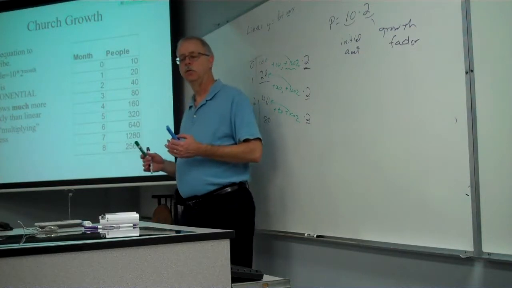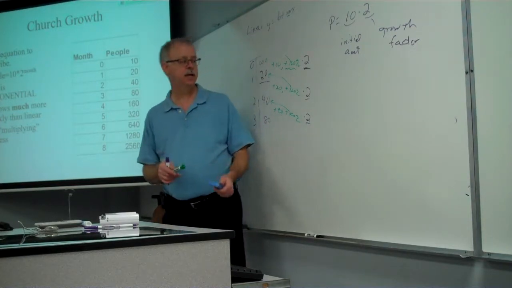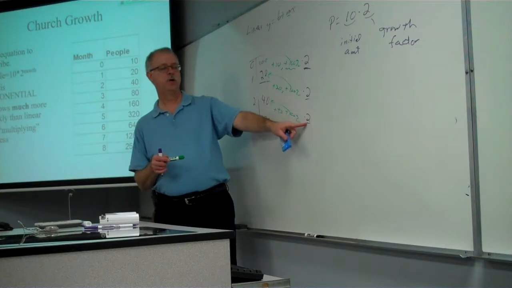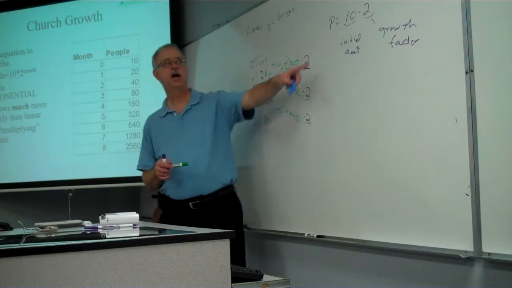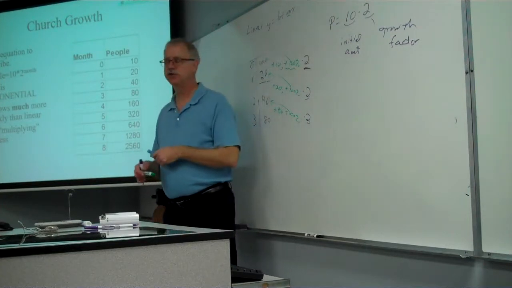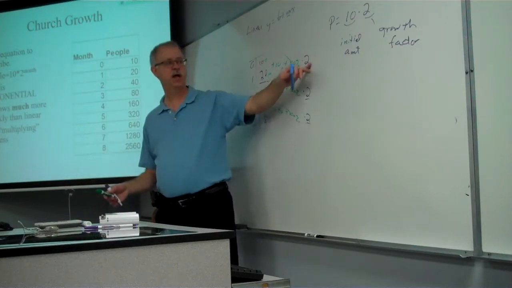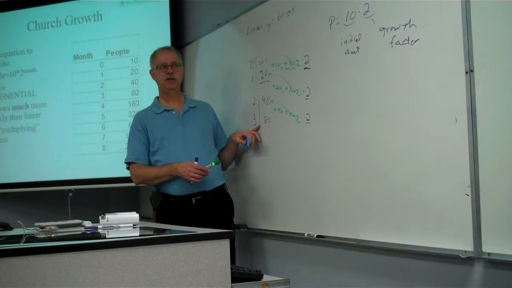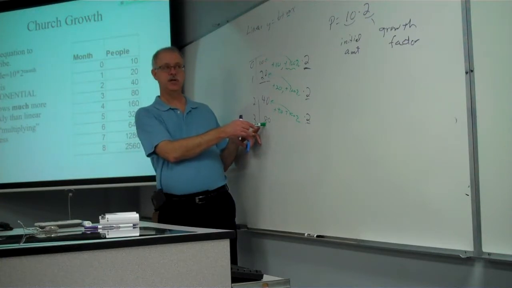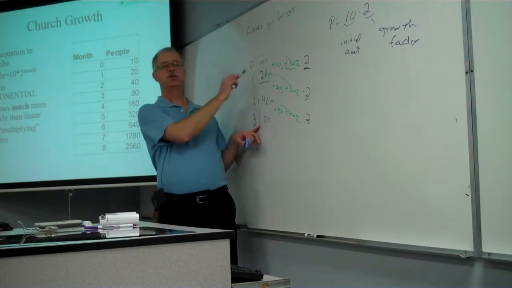But it's a multiply, where we multiply over and over and over again. So by the time we get down here, we've multiplied by 2 3 times. And that's why we see the exponent on here. 2 to the third power is 2 times itself 3 times. Well, that's what we've done by this point. 2 times itself 3 times, times whatever we started with.